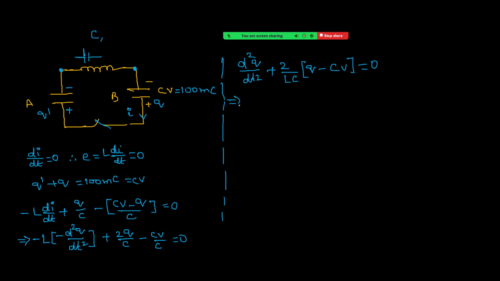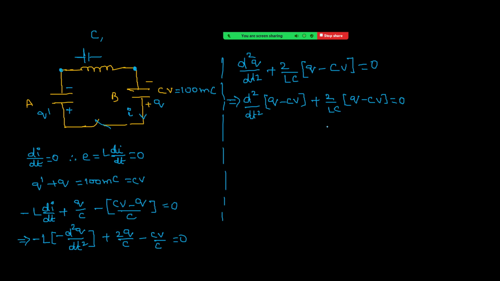I am writing this equation as d square by dt square of q minus CV. See, we can write like this, nothing wrong with this one. The reason is that CV is a constant. In such a case, if I'm taking the double derivative of a constant, it is 0 only, right? So nothing wrong in this. So q minus CV equal to 0.